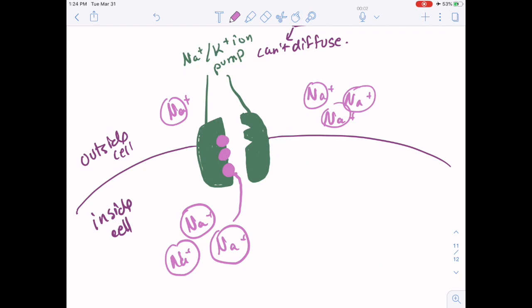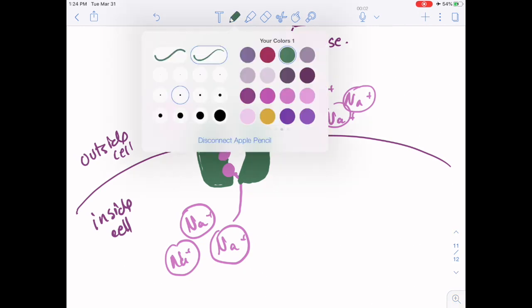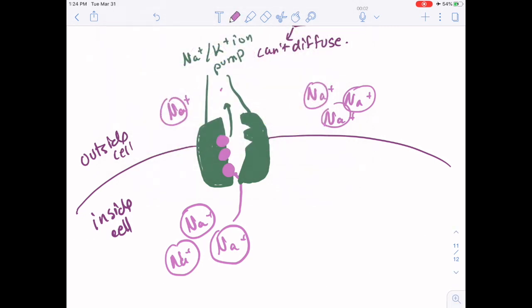And as they bind there, this whole protein, how can I show you that? What if I drew it more closed like this? 3 of these sodium ions can get pumped out. So these are sodium plus ones.